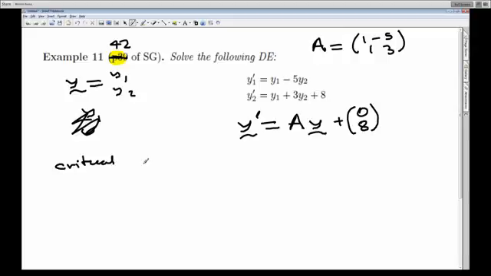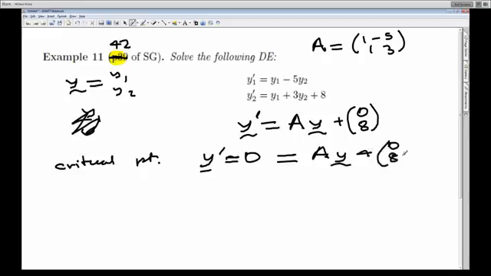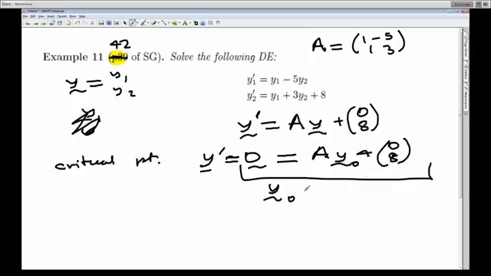Let's just try to solve it, and let's take a step back. Let's try to work out the critical point. The critical point is when the derivative is equal to 0. So Ay plus (0, 8) is equal to 0. And now you can solve for y. Let's call it y naught at my critical point. So y naught is equal to the inverse of A times the negative of (0, 8). And after a little bit of work, you'd get the answer (-1, -5).